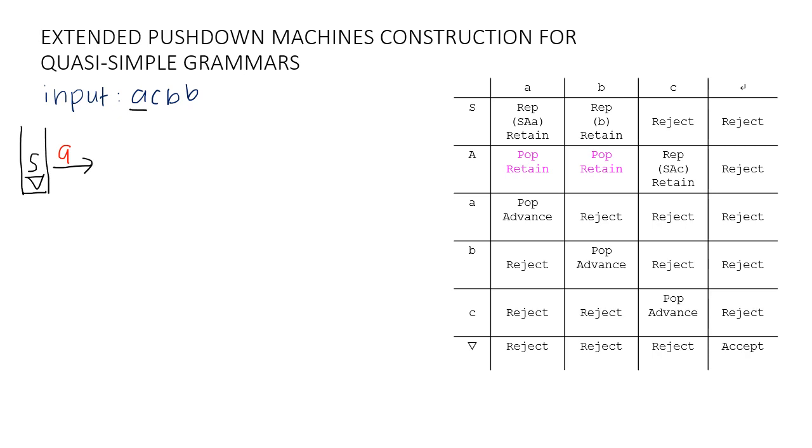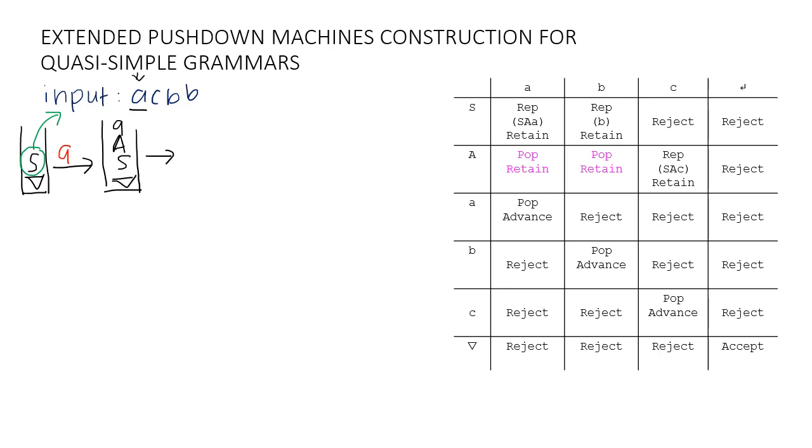And in order to do that, we will take out the symbol on top of the stack, we remove it, and we replace it with the symbols inside the parentheses. So it's going to be SAA. Retain. Retain means we are still in the current input pointer.